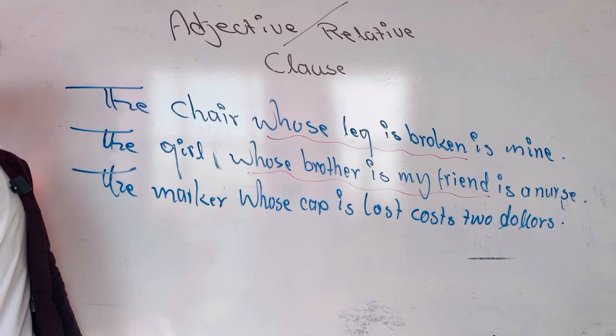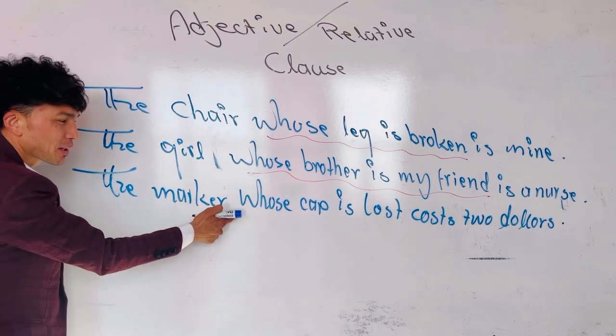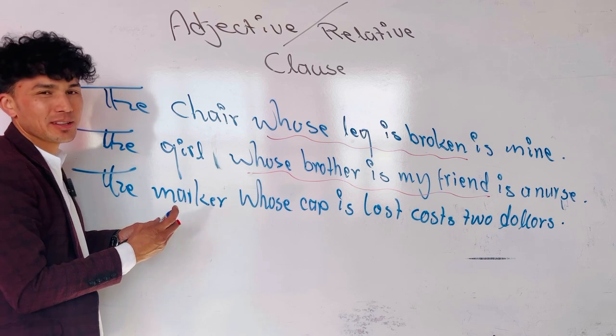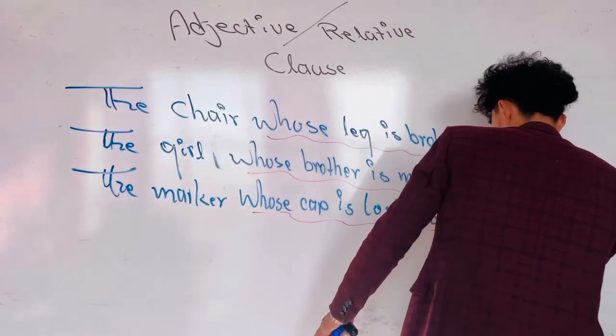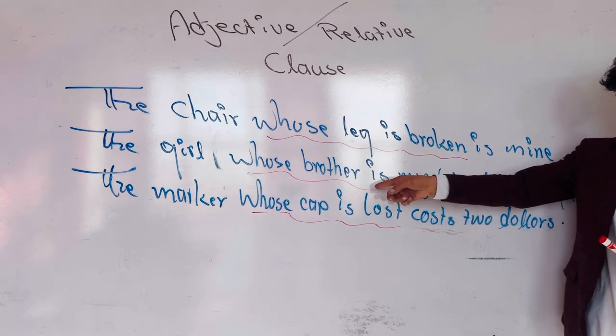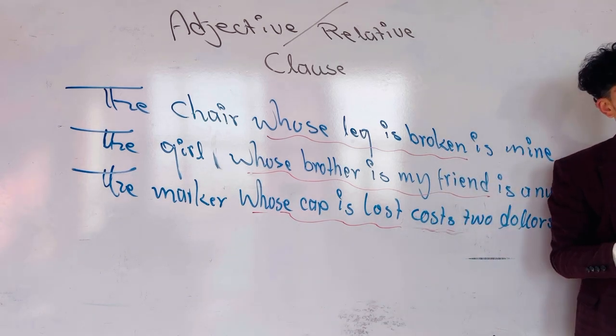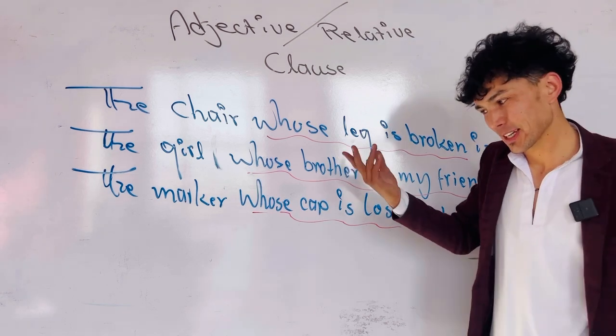The girl. Okay, the girl. Now, for example, a marker whose cap is lost. Marker whose cap is lost. Until here, you understood? Adjective class which is used. Possessive. You understood? That is all.